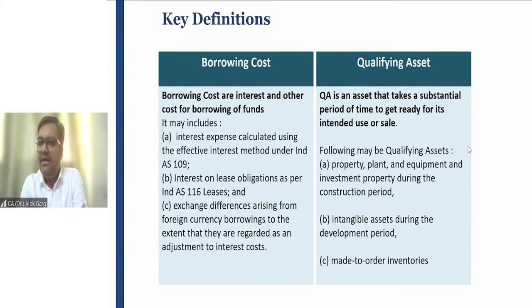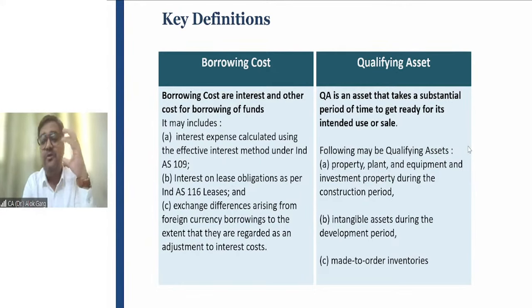Sir, what is meant by intention of the management? Again, if the management's intention is to sell as it is, it means it will not take a substantial period of time. Probably you can say that management has bought a land, but to get a good amount of money, the management is just doing a fencing on that land, or just putting a boundary wall on that land. Whether this boundary wall takes years, whether this boundary wall will take a substantial period of time, the answer is no, right? So you cannot say that this land is not a complete land. You cannot say that this boundary wall will take a substantial period of time, and hence this land becomes a qualifying asset, and hence whatever money we have taken as a loan to buy this land, we will capitalize the interest cost. The answer is no.